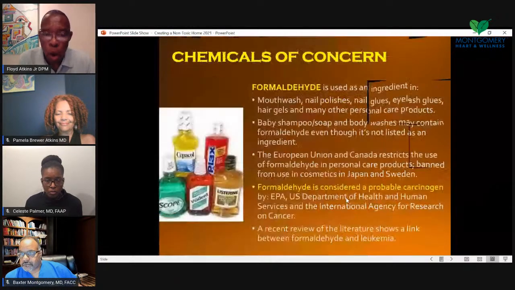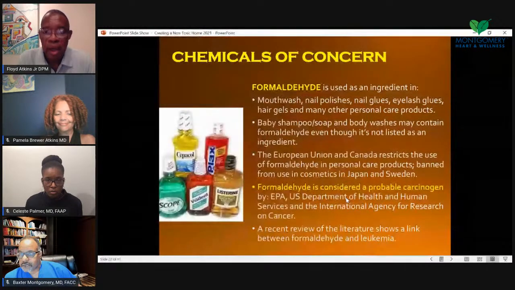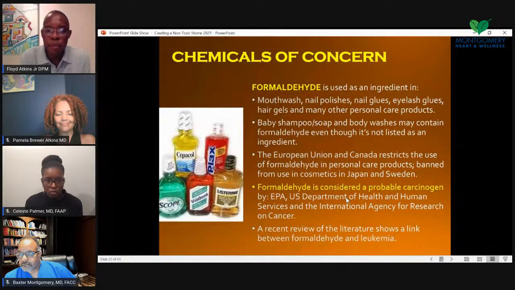Formaldehyde is used in mouthwash, if you can believe it, nail polish, nail glues, eyelash, hair gels, baby shampoos, and we're putting formaldehyde on the babies, body washes. The European Union and Canada restrict the use of formaldehyde in personal care items. It's banned in Japan and Sweden. Oh, still okay here in the U.S.